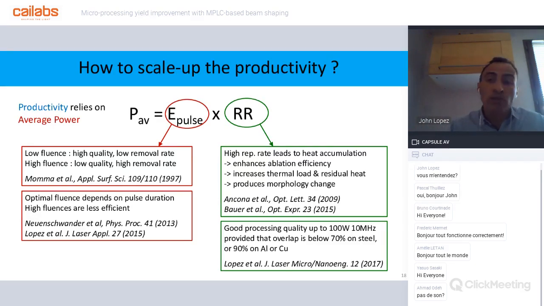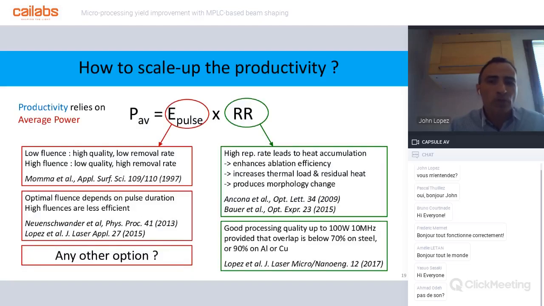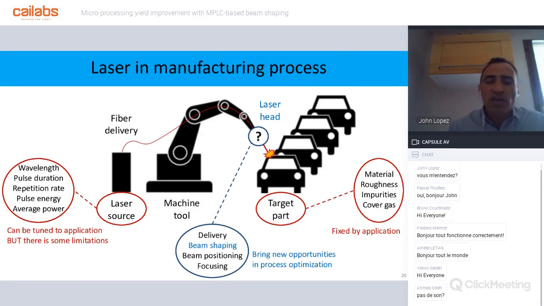But these results were obtained with a polygonal scanner, and the polygonal scanner cannot be used for any application. So for applications where we can't use a polygonal scanner, we need to find another option. Is there another option? The response is yes. We can play with the laser head and introduce beam shaping. By beam shaping, I include the beam delivery, beam positioning, and beam focusing as well. And we know that it can bring some new opportunities in terms of process optimization.